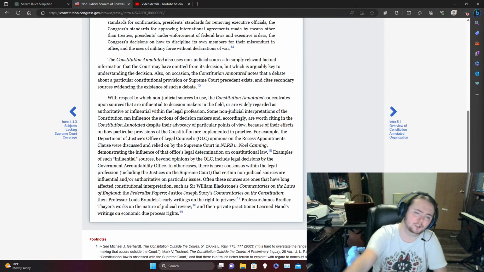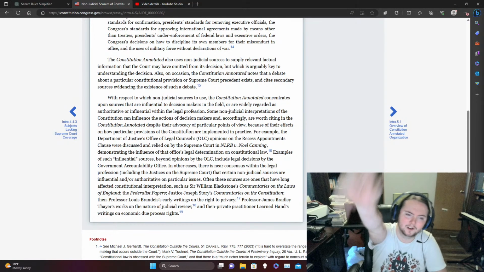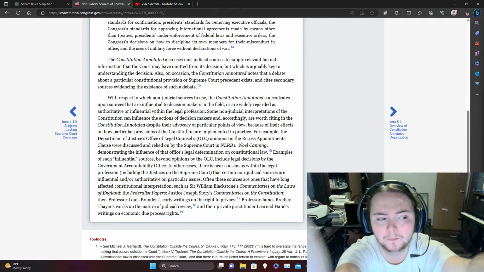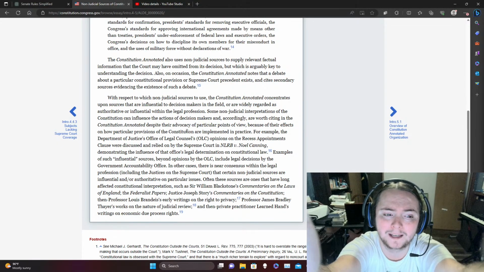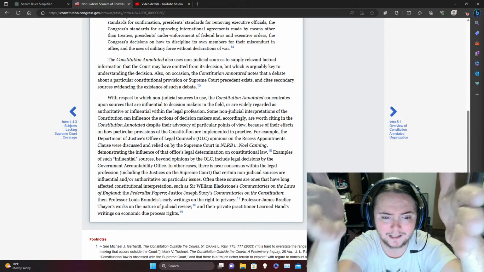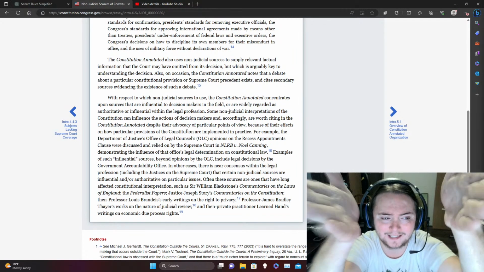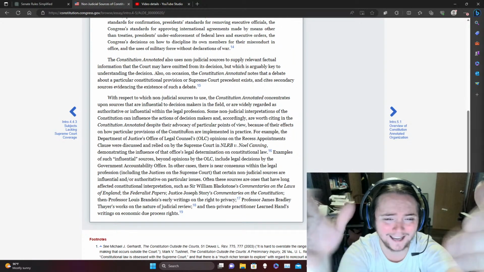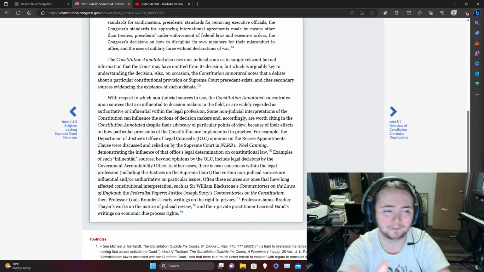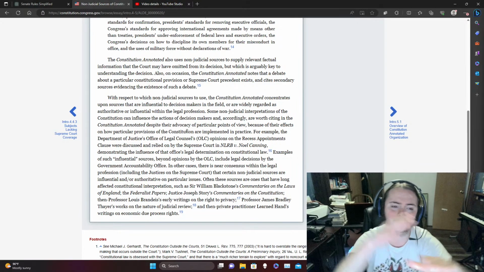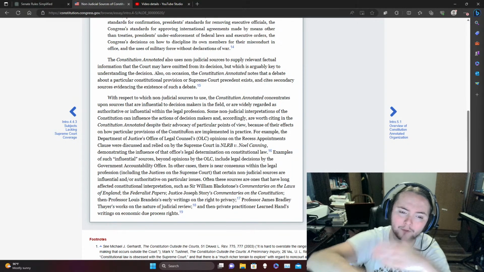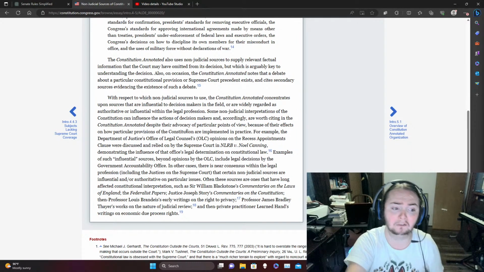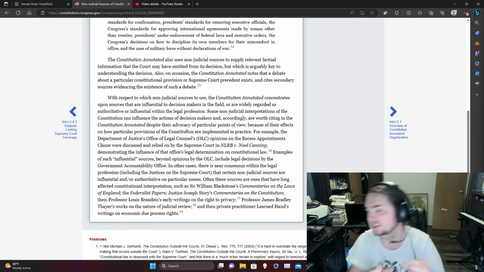The Constitution Annotated also uses non-judicial sources to supply relevant factual information that the court may have omitted from its decision, but is arguably key to understanding the decision. Also, on occasion, the Constitution Annotated notes that a debate about a particular constitutional provision or Supreme Court precedent exists, and cites secondary sources evidencing the existence of such a debate.